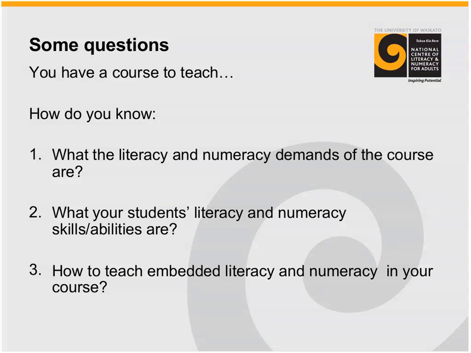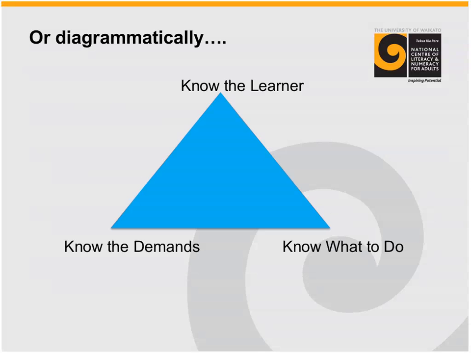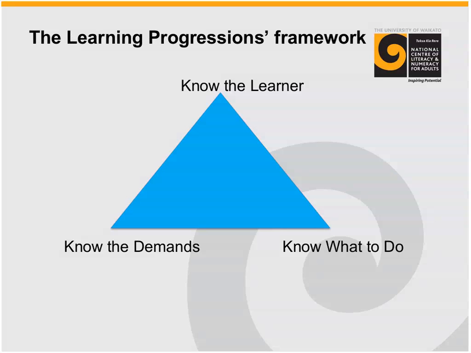Or in a similar way, it can be shown diagrammatically. And this triangle you may have seen is know the learner, know the demands, and know what to do. And they refer directly to those questions that I just posed. How do you know the demands of your course? How do you know where the learner's ability is? And how do you know what to do? So this triangle is absolutely fundamental to the learning progressions. It underpins the learning progressions framework. And we keep coming back to these three aspects of knowing the demands of the course, knowing the learner's ability, and then knowing what to do.